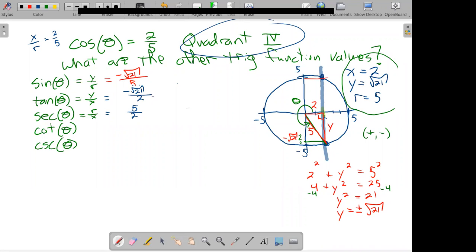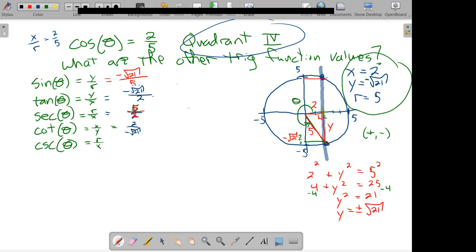Again, here's the information I know. Oops, y is negative. Cotangent is the flip of the tangent, so that must be x over y. X is 2, and I meant to have these color-coded opposites so they're easy to read. Let's go red, blue, red, blue. So x is 2, y is the opposite of the square root of 21. And I don't see the need to clean up the denominator. That's a great answer.